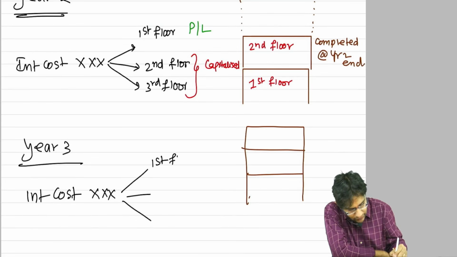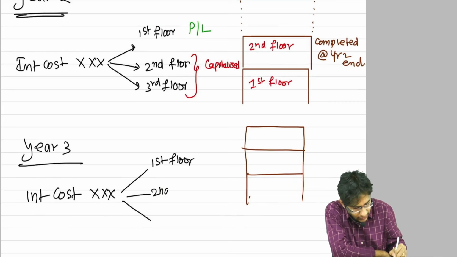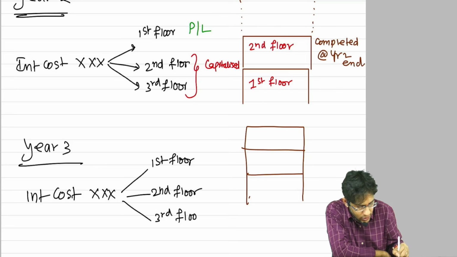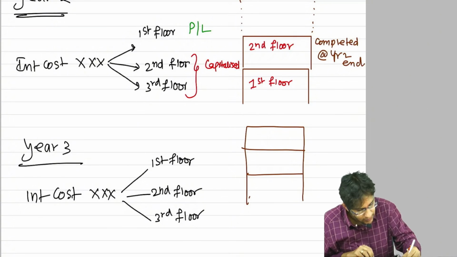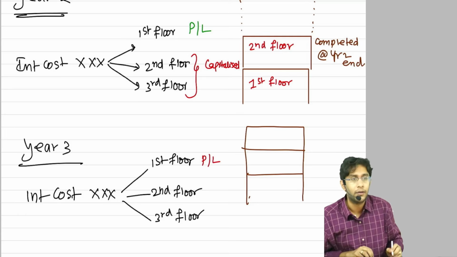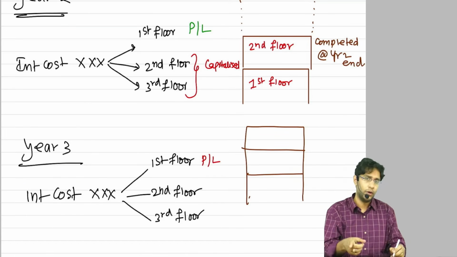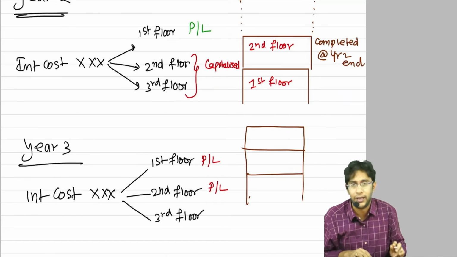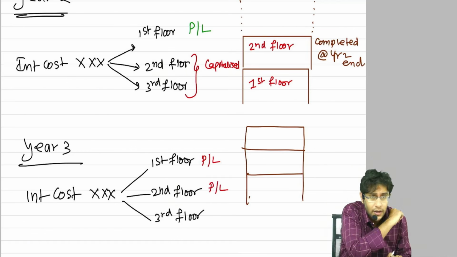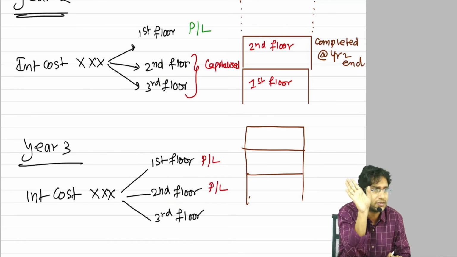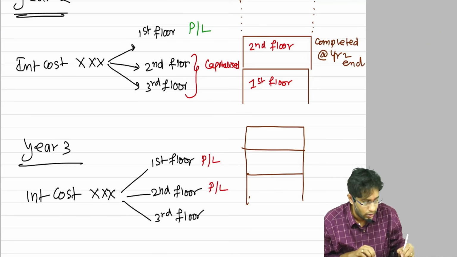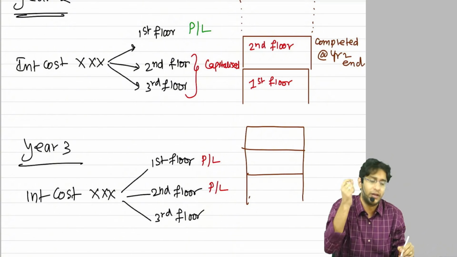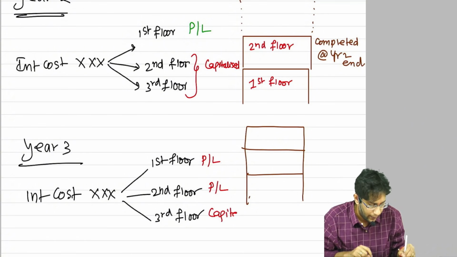Whatever is related to first floor, second floor, or third floor construction: whatever is related to first floor construction is charged off to P&L. Whatever is related to second floor also will be transferred to P&L. The reason is simple: the second floor is capable of giving you benefits, so it will be transferred to the P&L account. Whatever is related to the third floor got completed at the end of year 3, so this will be capitalized.